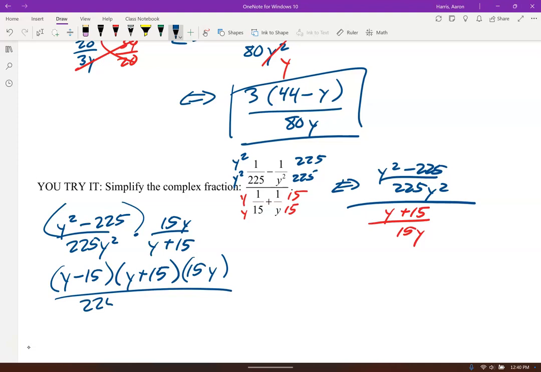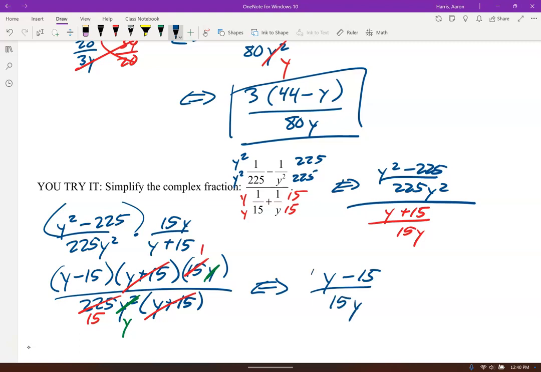So we've got 225y squared and the y plus 15. So notice the y plus 15's cancel. And then 15 and 225, that'll give you a 1/15. y squared, y over y squared leaves you with 1 y there. So this ends up being y minus 15 times 1 on the top over 15y.